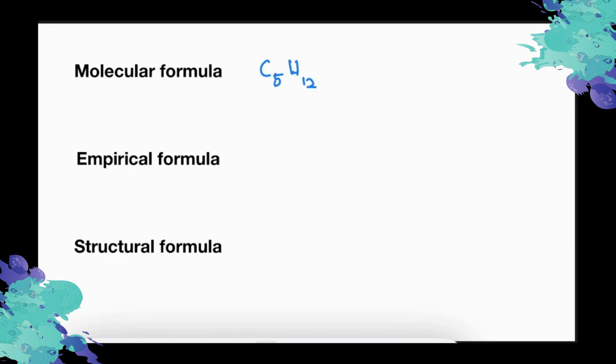And the empirical formula is the simplest ratio of it. So for pentane, the empirical formula is also C5H12 because this is the simplest ratio. Let's say if we have C2H4, the simplest ratio will become CH2.